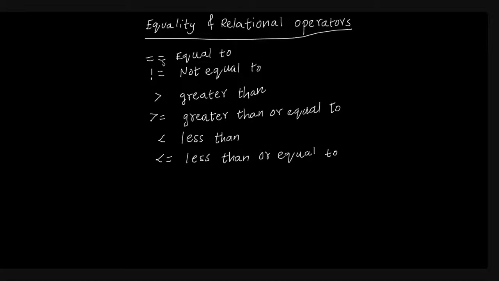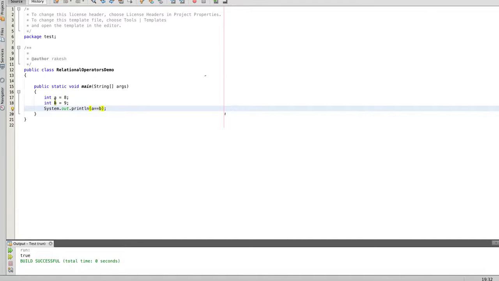Double equal to means it will try to check both numbers are equal. In this case, what I am trying to do is int a equal to 8, int b equal to 9. So I have declared two variables, and I have set values as 8 and 9 for the variables a and b respectively. Here I am trying to do an equality check. A double equal to means it will try to check both variable values are equal. In this case, both variable values are not equal, so it would print false as an output.